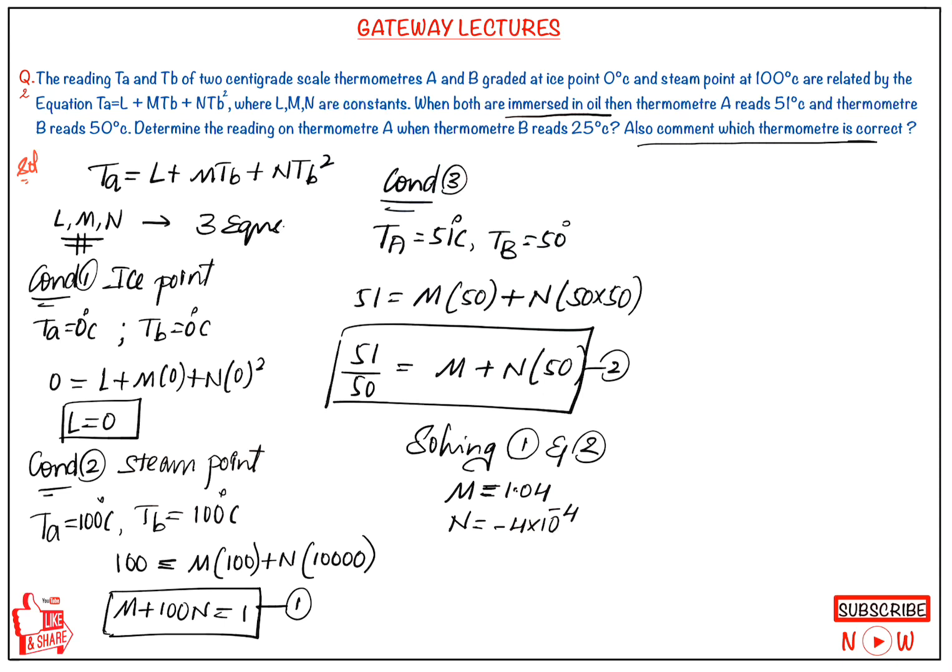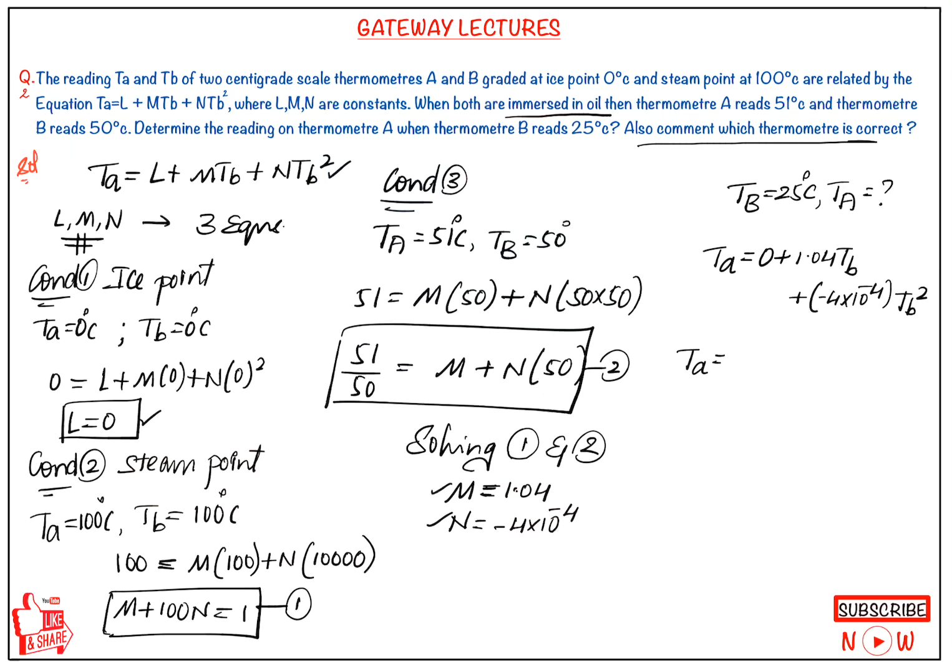And here they finally asked, determine the reading of temperature A. See here, all L, M, N and every value is known. Determine the reading of temperature A when the temperature B reads 25 degrees centigrade. Then the TA value will be equal to, we use the same equation: TA is equal to L value is 0 plus M value is 1.04 into TB plus minus 4 into 10 power minus 4 into TB square. Substitute all the values, we get TA value.